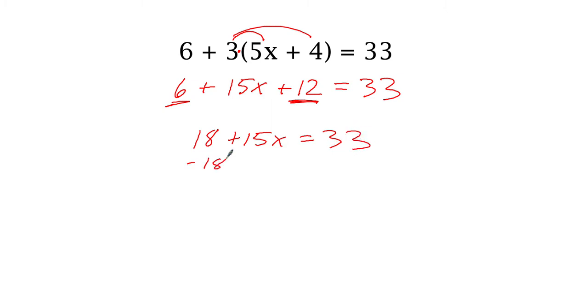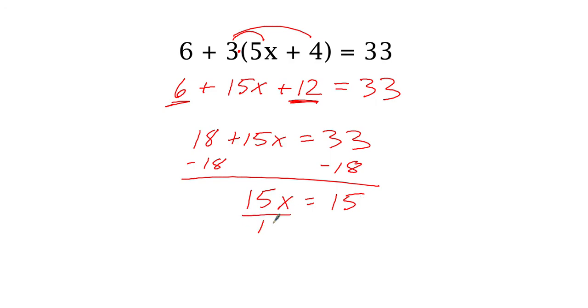Subtracting 18 from both sides. These are our like terms, that's going to make a 0 and leave us with 15x. And then 33 minus 18 will make 15. And then 15x's are equal to 15. Dividing by 15, we would get 1x, or x is equal to 1. And again, we can check that. 5 times 5, plus 4 is 9, 9 times 3 is 27, plus 6, we do get that equal to 33, so our answer works in the original equation.